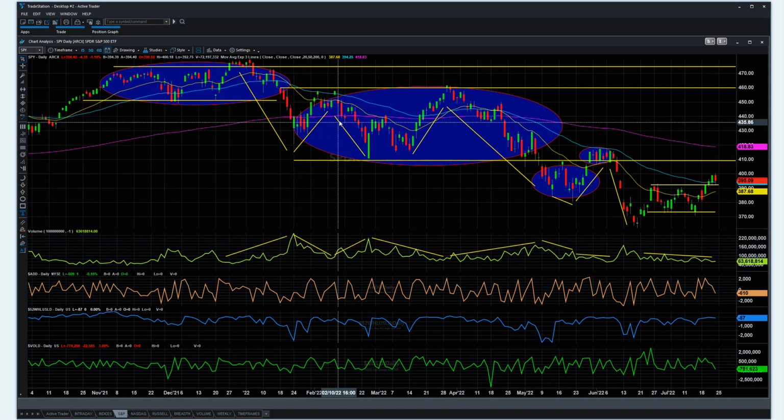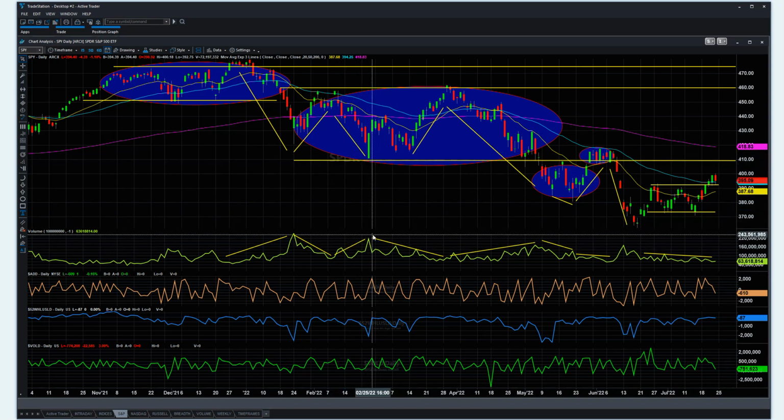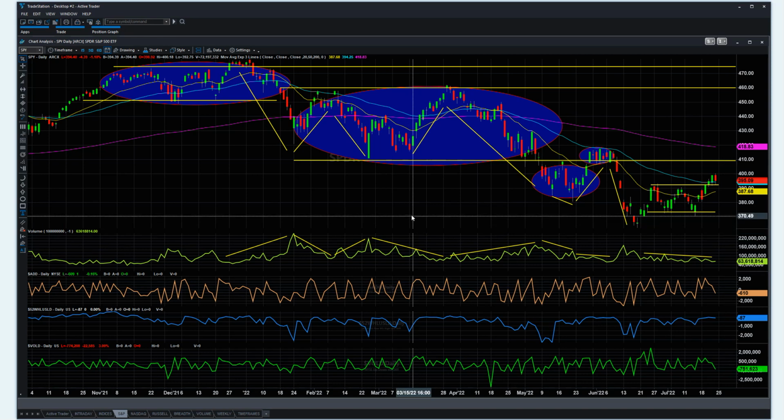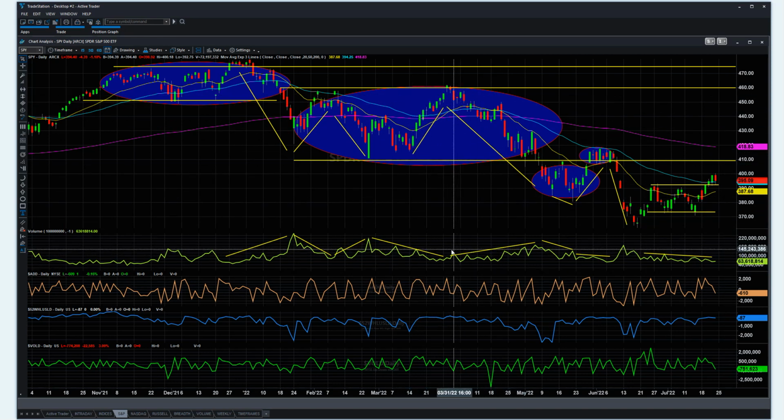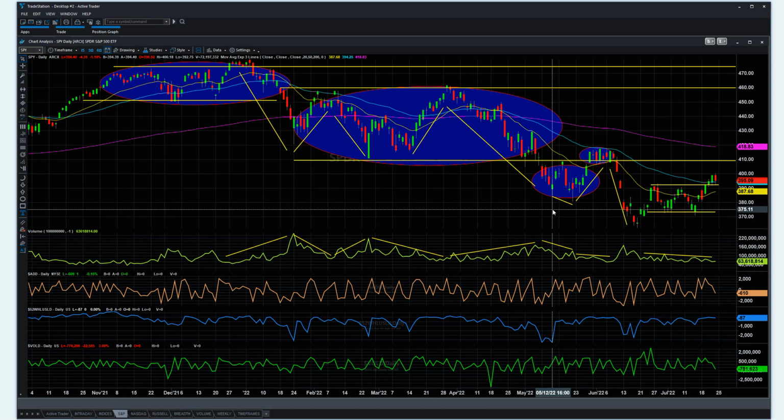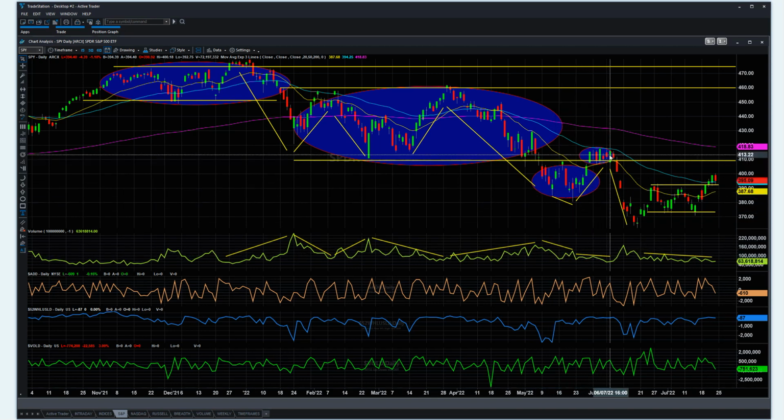Then we have this additional move to the downside, volume increased, another move to the upside, volume decreased, and then we had this move back to the upside, volume decreased. Then we had this move to the downside, volume increased. Once again, a rotation up, volume decreased, volume continued to decrease through this rotation, and then of course this impulsive move to the downside had pretty significant volume.